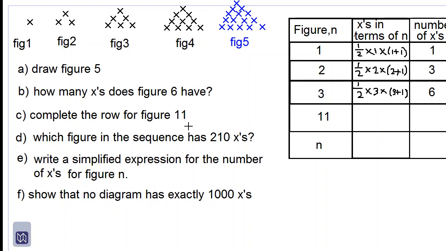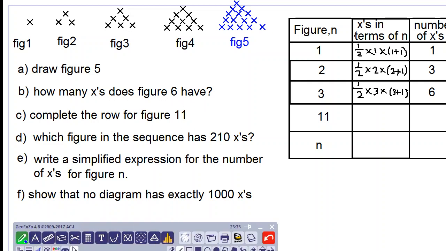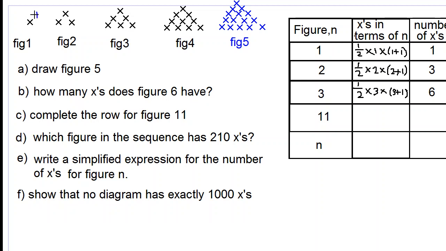How many x's does figure 6 have? Well, what we do is look for a pattern. The first figure had 1, then we added 2 more x's to get 3, then we added 3 more x's to get 6, then we added 4 more x's to get 10, then we added 5 more to get 15, so therefore we must now add 6 more. So we have 15 plus 6, which is 21 x's.